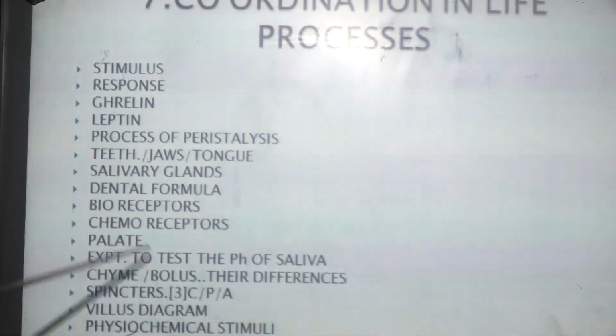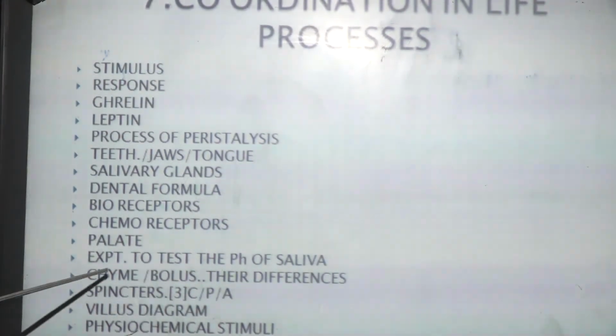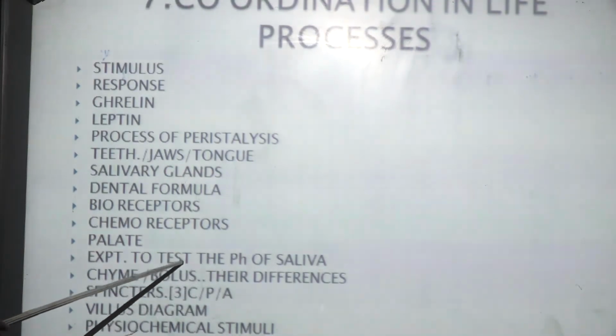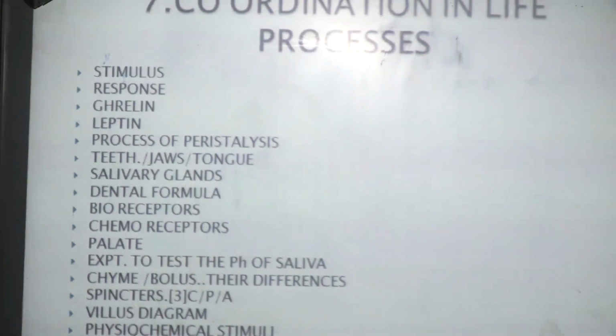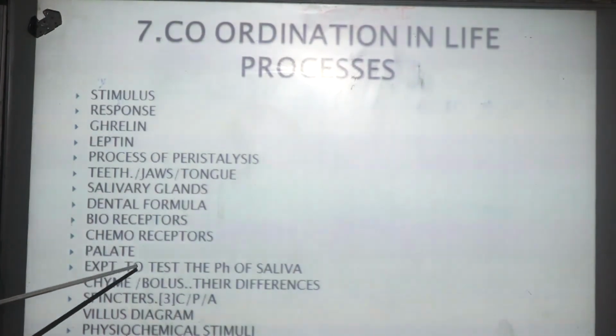Then I already told you the palate is a bone that separates the nasal cavity from the oral cavity. And here an important experiment is there to test the pH of saliva. Experiment to test the pH of saliva. Please go through. Some people are leaving out some concepts. Experiments are very important. You have 8 to 12 experiments in the textbook. Out of them, 2 are there in the question paper. Out of 2, you have to answer one for 4 marks. So don't leave experiments. 10 to 12 experiments are there.